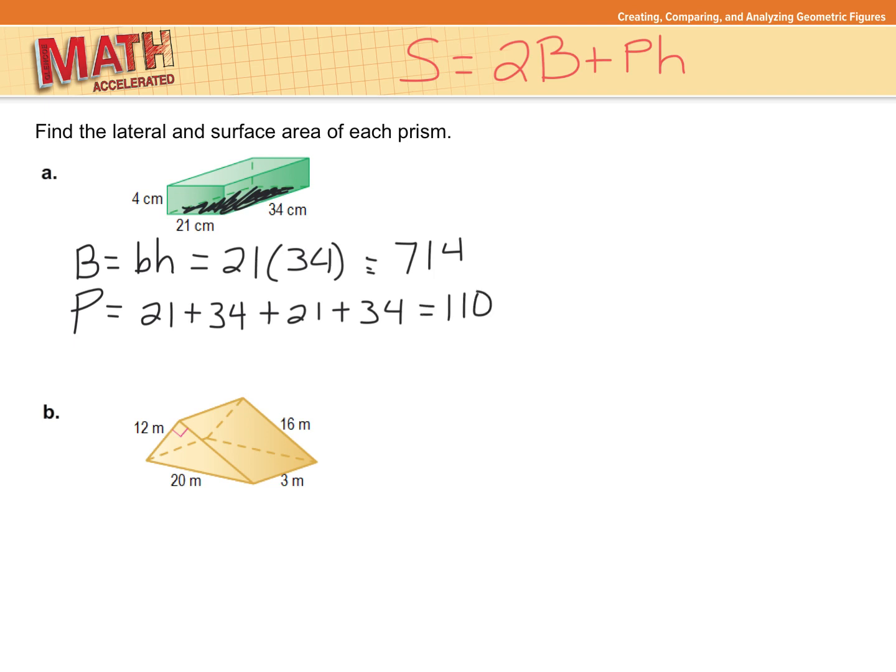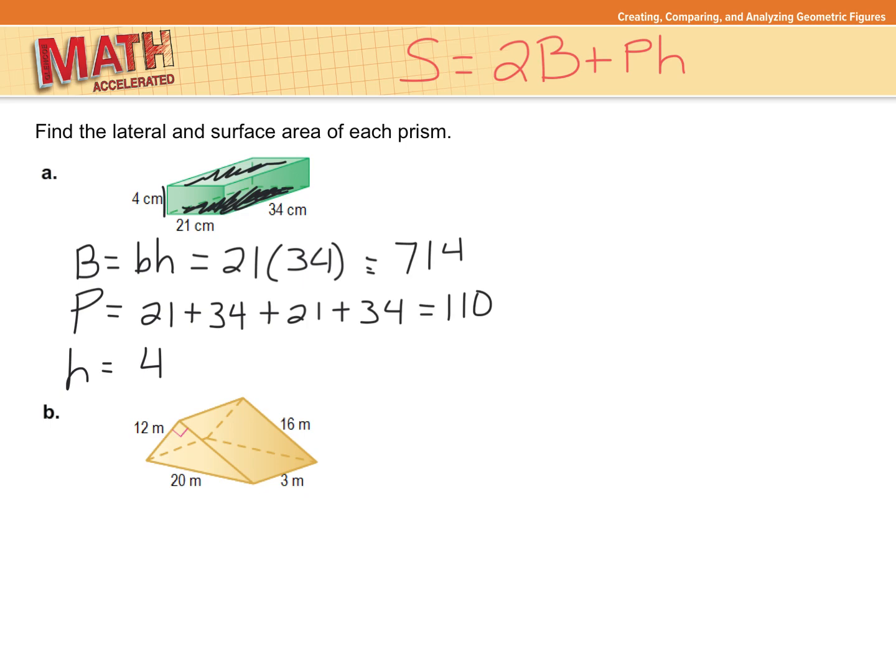And then lastly, what do we need to find? The height. Is that the height of the base or the height of the prism? Height of the prism. What is the height of the prism? 4. Again, how can you figure out what the height is? What is it connecting? It's connecting the 2 different bases together. That's why we picked 4.